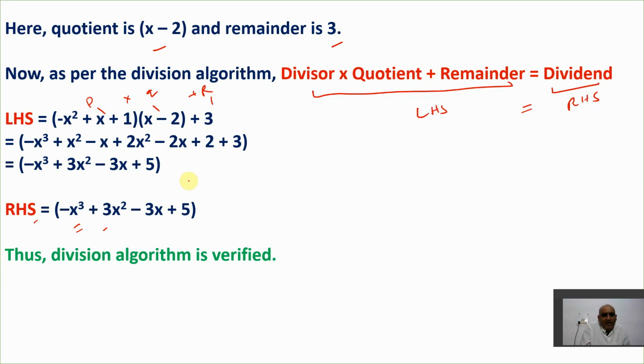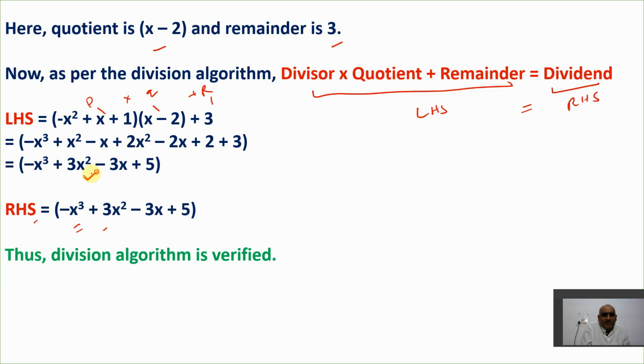So when we multiply, let's open these two brackets. Minus x square into x is minus x cube, plus x into x is x square. When you open these brackets and multiply, you are able to get this particular number.